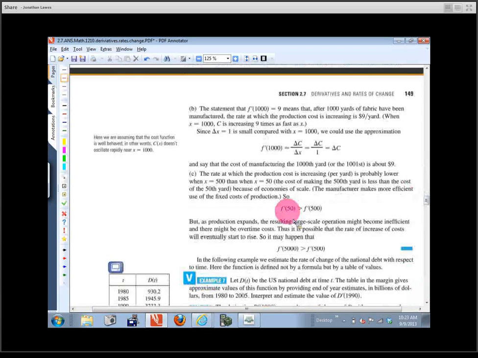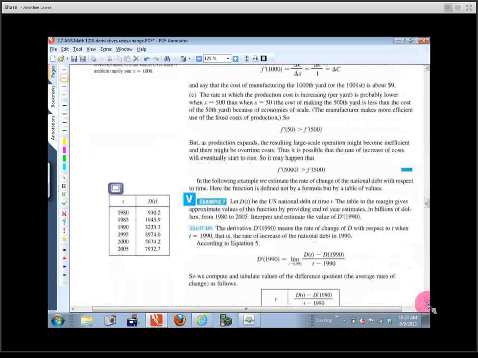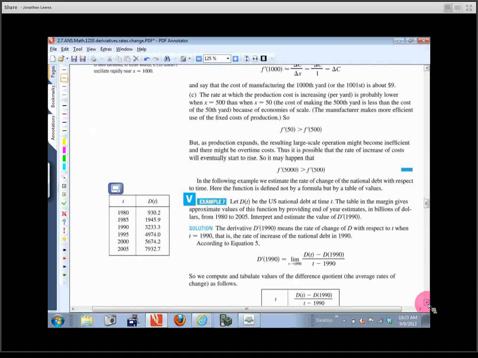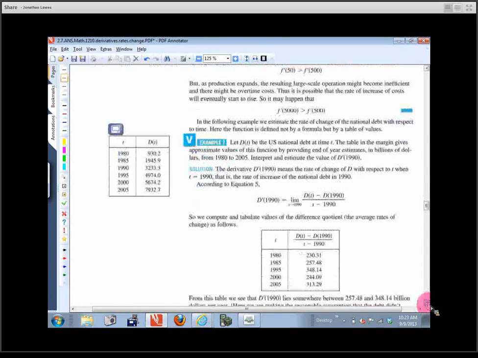So it says at 50 yards, yep, that would be greater than 500, and kind of goes through that explanation there. Okay, and greater than 5,000 as well. All right, let's see.